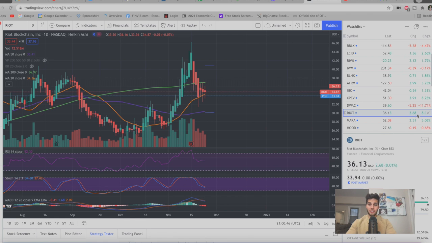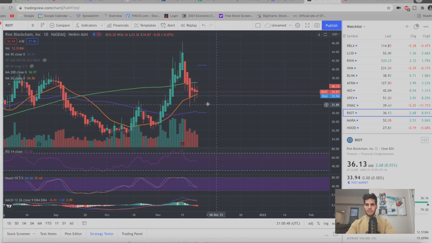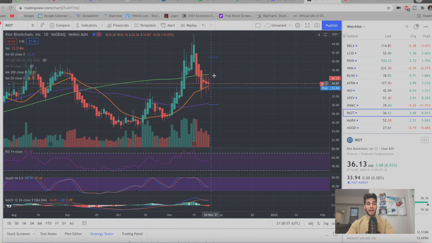Riot's up 8% on the day. It was really looking bad. Riot sold off to $33 today and it had a savage recovery back from deep red to deep green all the way up to $36 per share.